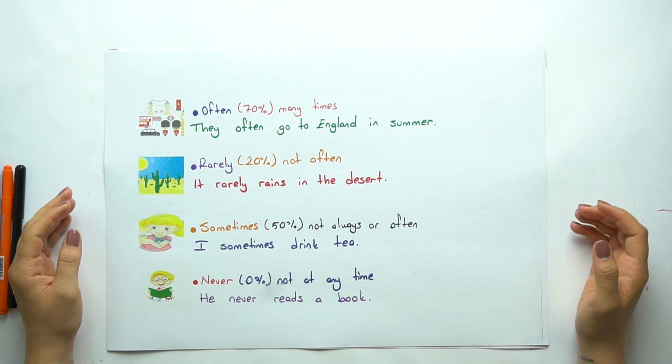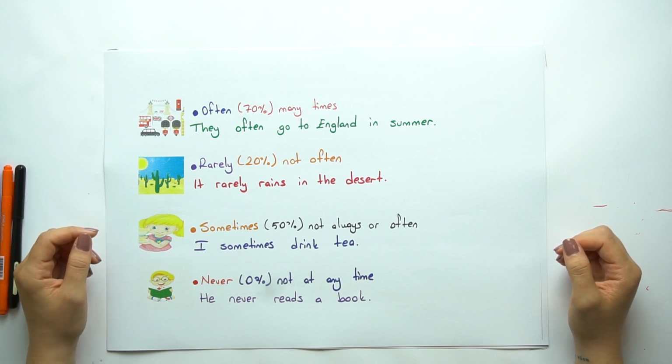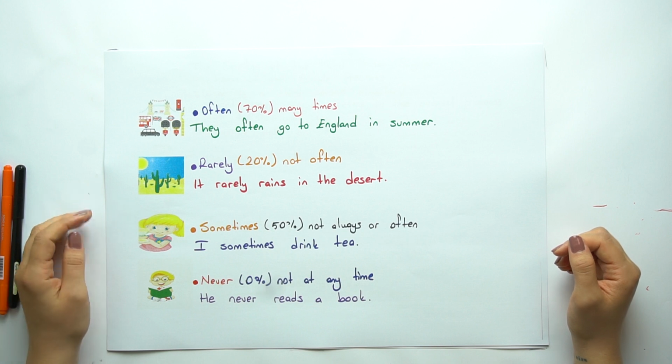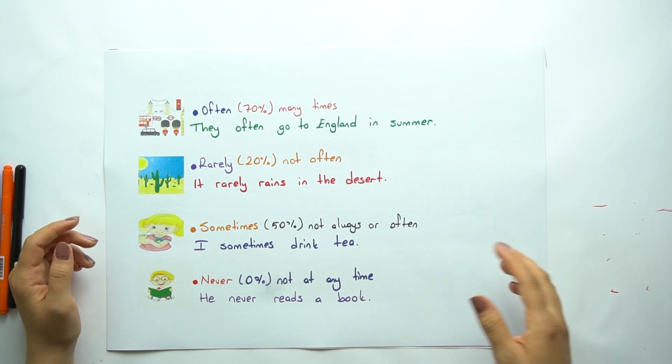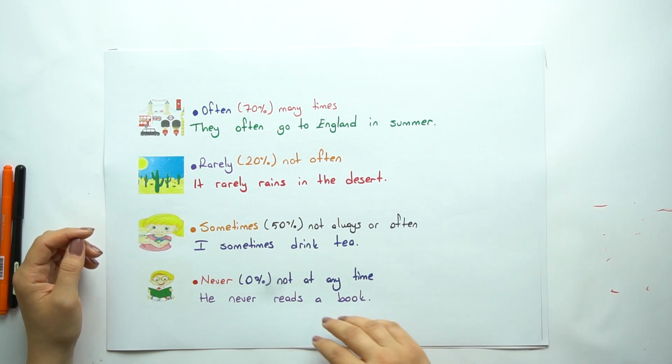Sometimes means not always or not often. I sometimes drink tea. Never, last one is never, not at any time. He never reads a book. Never means we don't do that action, not any time.